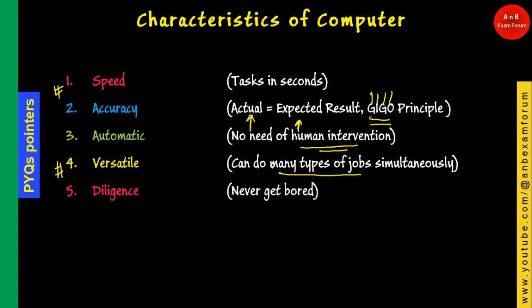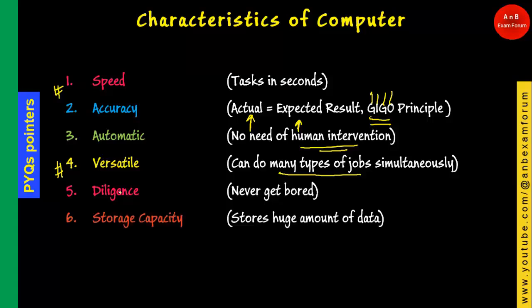The next one is diligence. Diligence means it never gets bored. As human beings, we get bored after some time, but a machine can never get bored. So a computer has the characteristic that it never gets bored. You can keep it on for several hours, for several years, and it will never get bored.